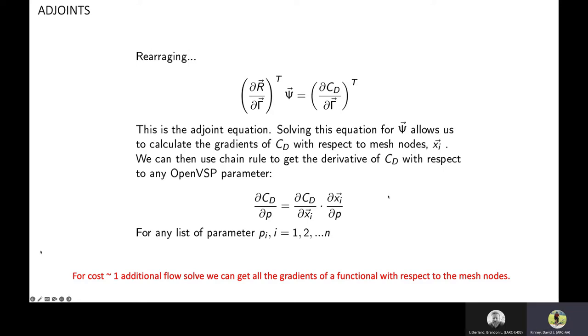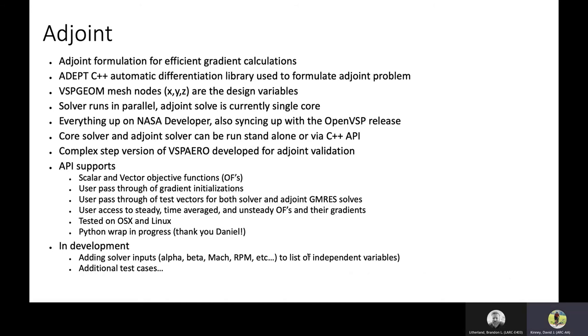With the adjoint, we can do that for the cost of a VSPAERO solution plus the cost of an adjoint solution, and the adjoint solution costs on the order of a VSPAERO solution. So essentially, for the cost of two VSPAERO solutions, you can get as many gradients as you want, because the cost is independent of the length of your parameter list. So we have an adjoint formulation for efficient gradient calculations.